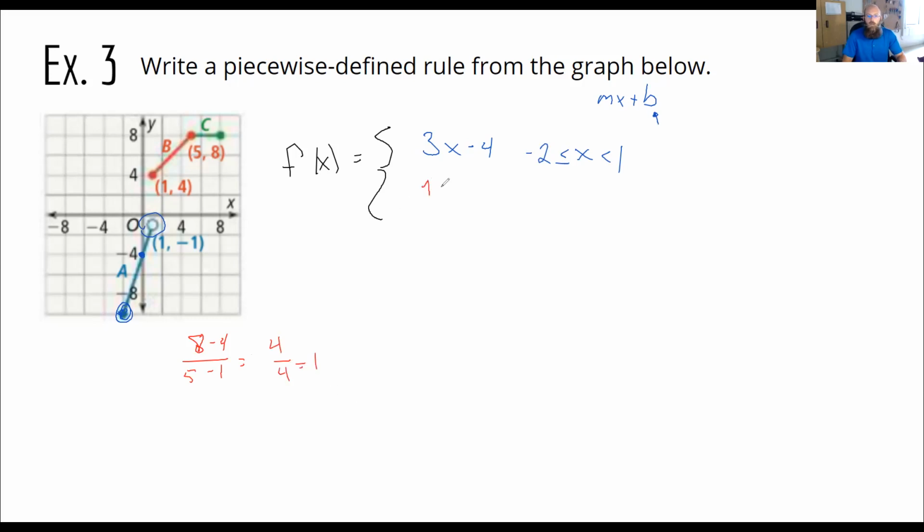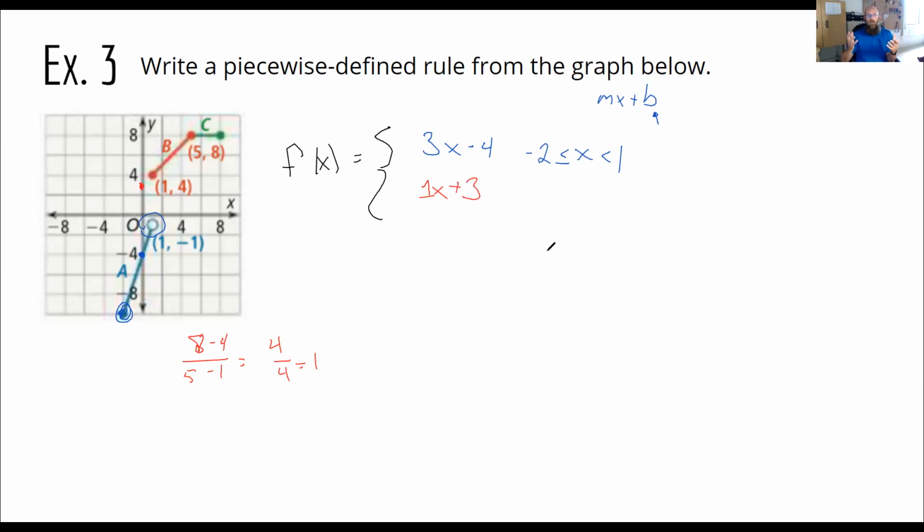Sweet. So it's going to be 1x, and then what's my y-intercept? Well, if it's 1 to 1, and I'm over here at (1, 4), I go down 1 over 1 more. Sweet. So that's going to be a +3.